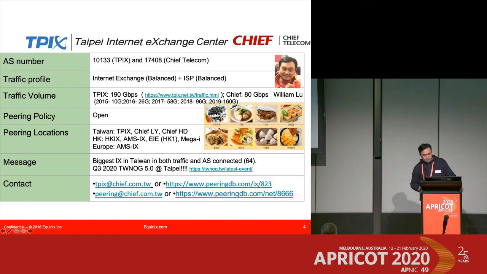We are peering in TPIX, in both our Chief buildings, and also in Hong Kong, HKIX, M6, and EIE. Of course, we are expanding. Sorry, I didn't update that we already connected to SGIX and JPIX, and we are considering expanding to more peering points in other regions. And in Europe, we are in M6.